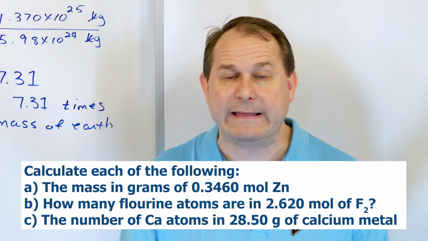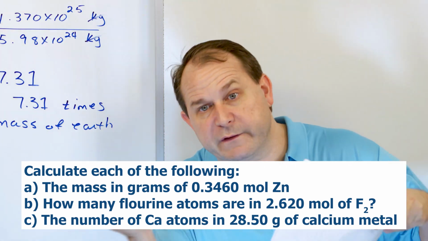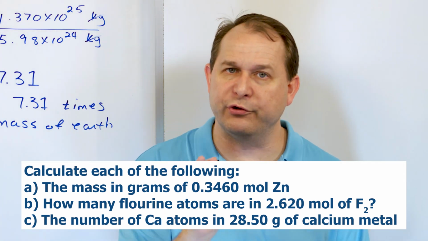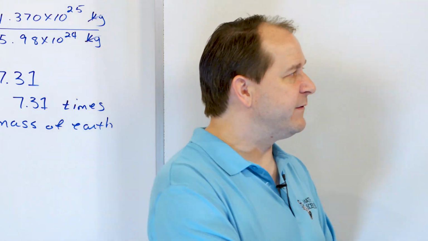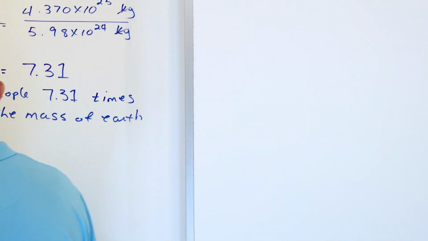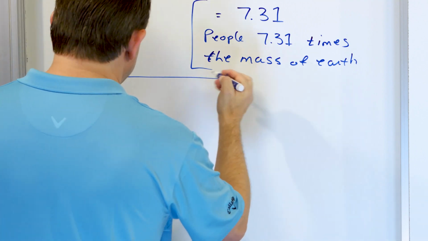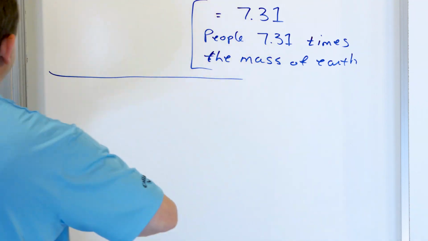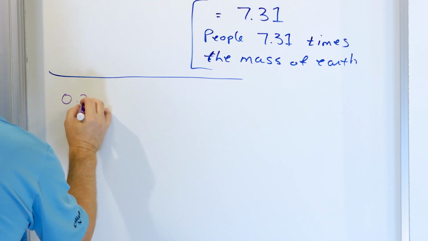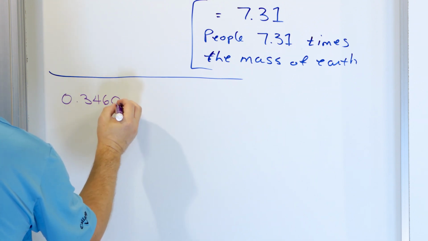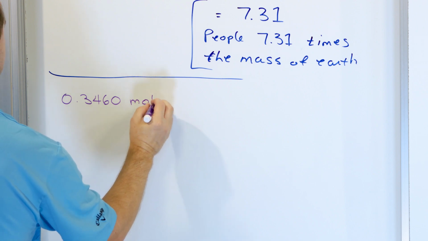So don't try to map anything out. Don't try to think, oh, I'm going to multiply, divide. Just forget it. What you do is you write down what you have been given. That's all you do for the very first step. I'm telling you, it will save you time. Absolutely. So let's jump in and write down what we are given. We are given the number 0.3460 and it's moles of zinc.